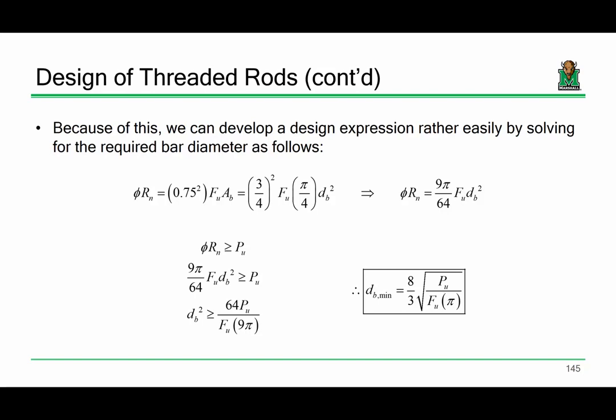It's pretty easy to actually solve for the diameter. See, 0.75 FU AB, what is AB? Well, it's pi over 4 dB squared. 0.75 is 3/4, so you can do a little bit of algebra and solve for the minimum bar diameter, and it's a plug and chug expression. It's pretty straightforward. This is just me taking the math, solving for dB, and simplifying the fractions, and that's what you get. So it's a pretty straightforward computation.